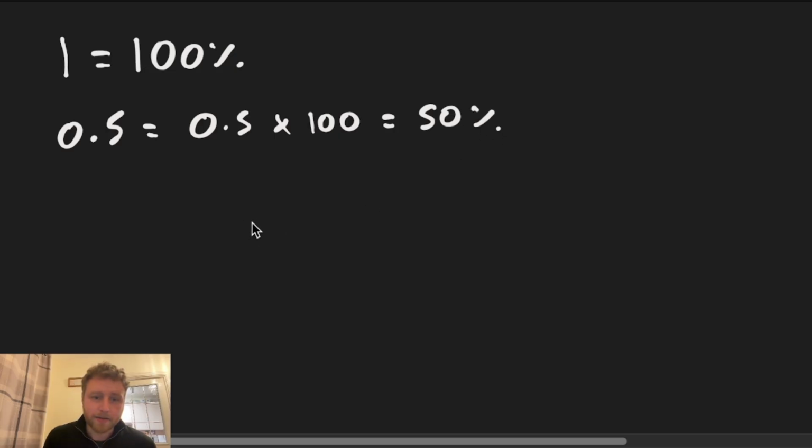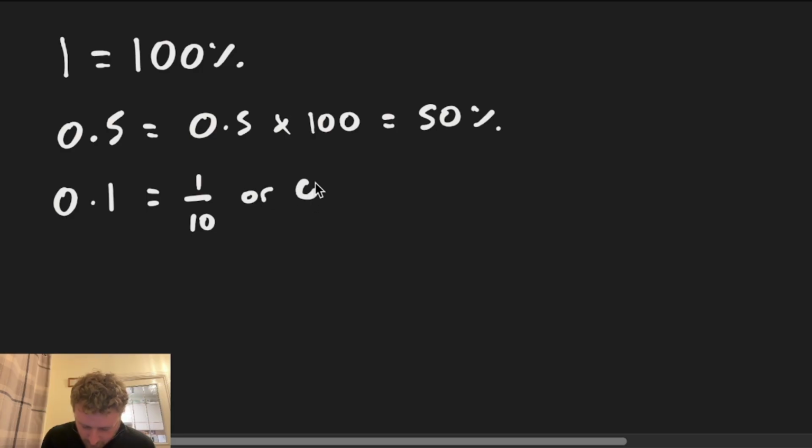And we can do exactly the same any other way, really. Let's just pick a completely different one. Let's look at 0.1 as a percentage. So that is equal to 1 over 10, as we know from a fraction, or 0.1 times 100, which is the same as 100 divided by 10, as you can see. And that is equal to 10%.